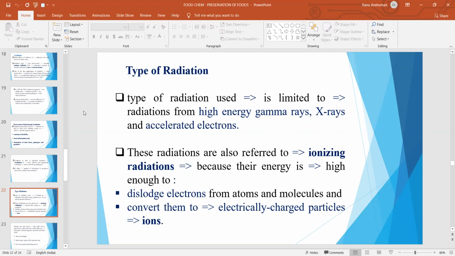Now let us see the types of radiation. The type of radiation used is limited to radiations from high energy gamma rays, X-rays, and accelerated electrons. These radiations are also referred to as ionizing radiations because their energy is high enough to dislodge electrons from atoms and molecules and convert them to electrically charged particles known as ions.